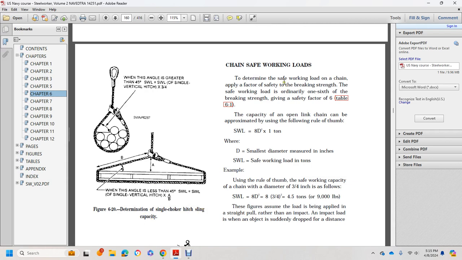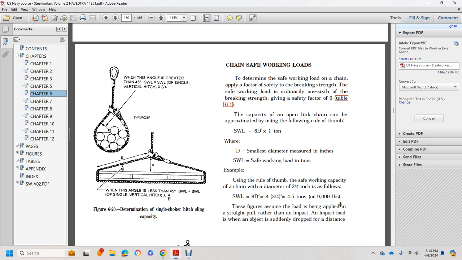Chain safe working load. Determine the safe working load of the chain by applying the safety factor to the breaking strength. Ordinarily the safe working load is 1/6 of the breaking strength, given a safety factor of 6. Table 6-1 gives the approximate safe working load for open link chain, following a rule of thumb: the safe working load in tons is 8 times the smallest diameter in inches squared. If you use the rule of thumb for a chain with a diameter of 3/4 inch, the safe working load is 8 times 3/4 squared, equal to 4.5 tons or 9,000 pounds.